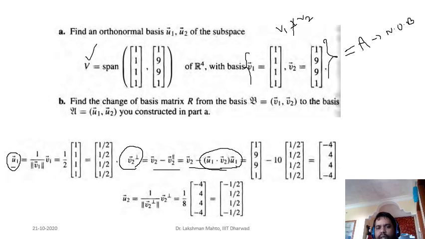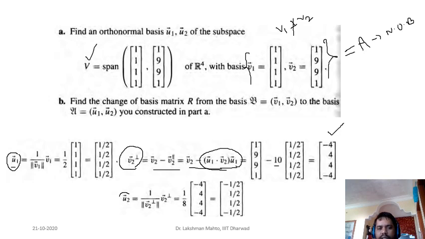v2 is already given, it is the vector (1, 9, 1). Then what is the projection, the dot product of v2 with u1? It is very easy to calculate. So the dot product of v2 with u1 is 10, and u1 is this vector. Simplify it, and you get this as your v2 perpendicular, minus 4, 4, minus 4.